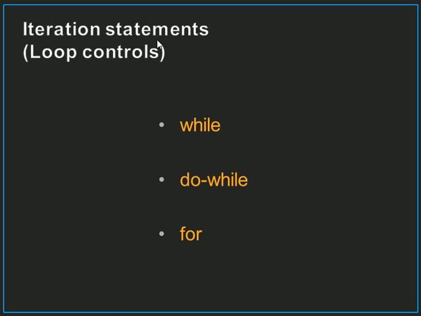So iteration statements, as they are known, the loop controls, are of 3 types. There are 3 loop controls provided in the C language. One is called while loop, other is called do while loop, and the for loop. These loops we have in the C language.